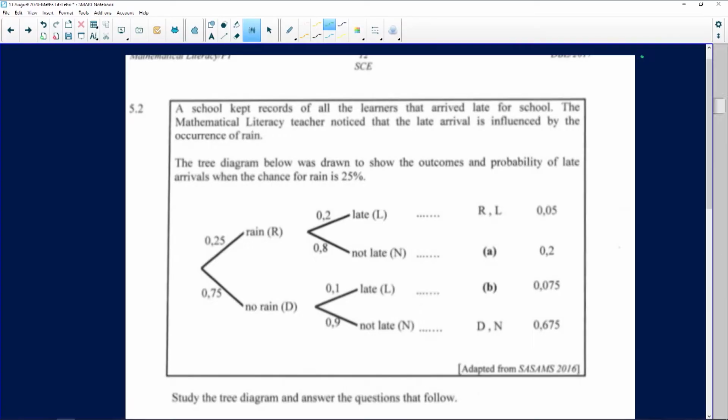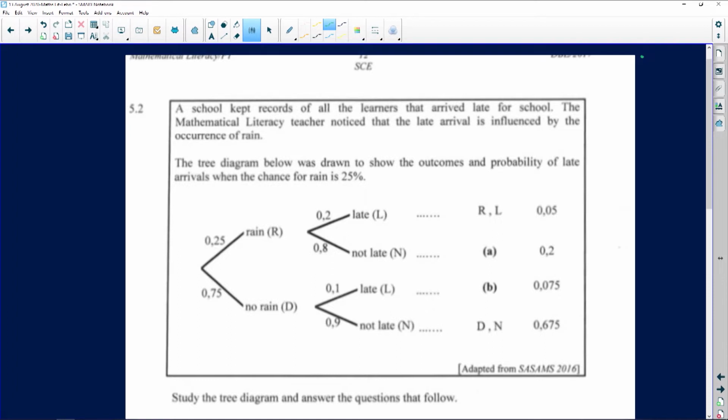The next question says to us, a school kept records of all the learners that arrived late for school. So we know already we are going to be working with learners that arrived late for school. The mathematical literacy teacher noticed that the late arrival is influenced by the occurrence of rain. So you can see that we get a lot of temperature and a lot of weather probability. We did have a McChicken McFeast one at the beginning, and it says to us the tree diagram below was drawn to show the outcomes.